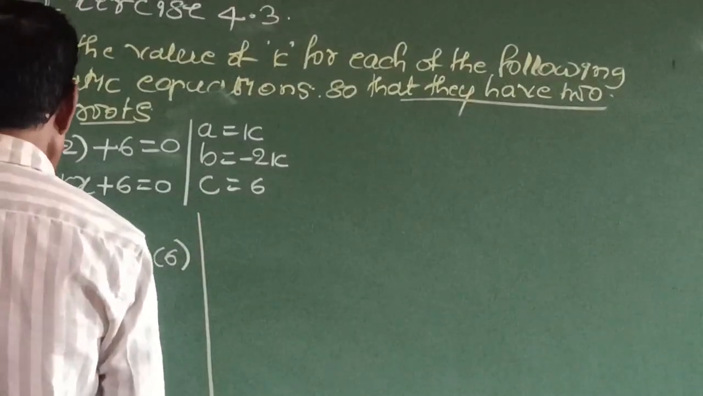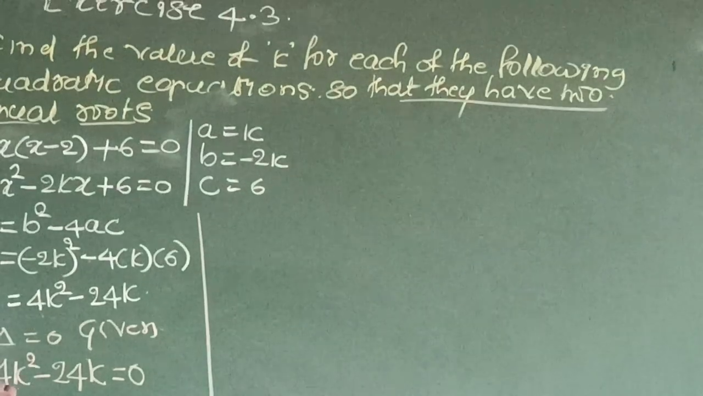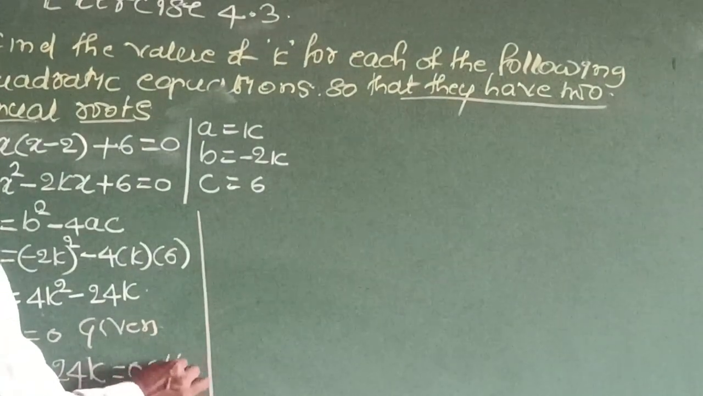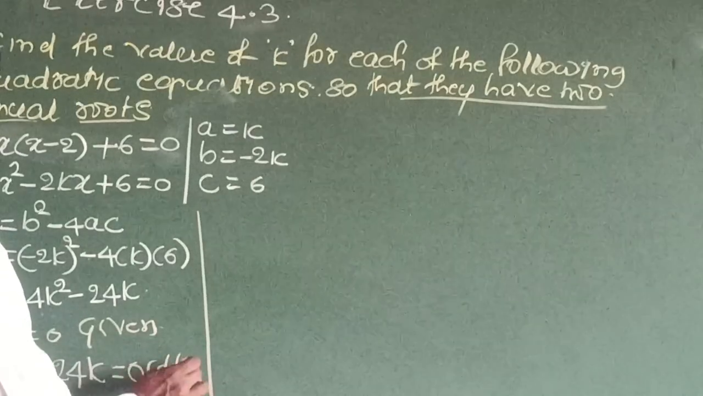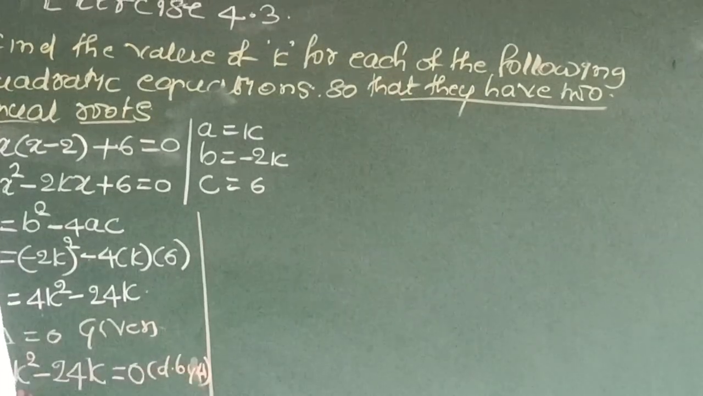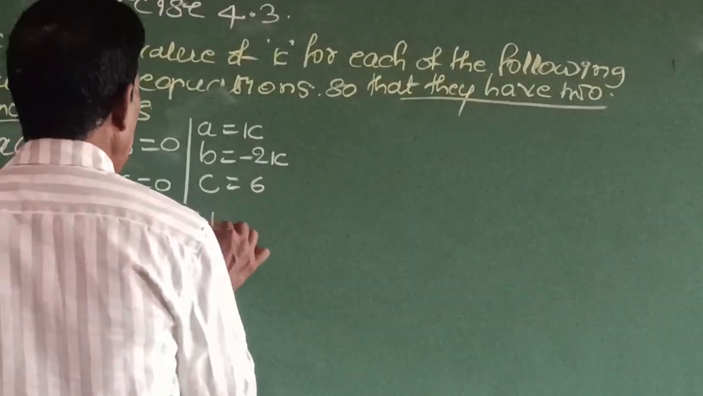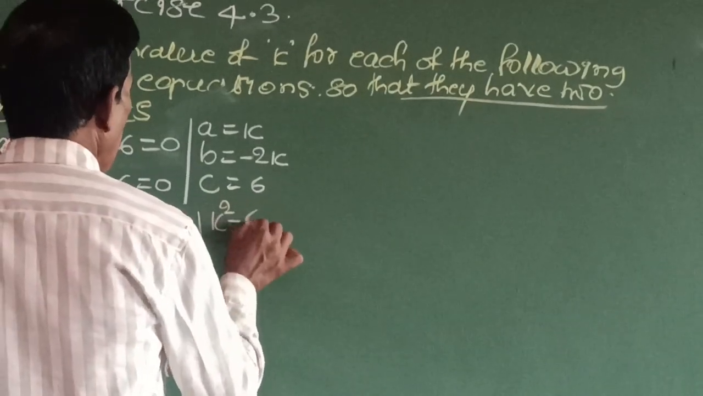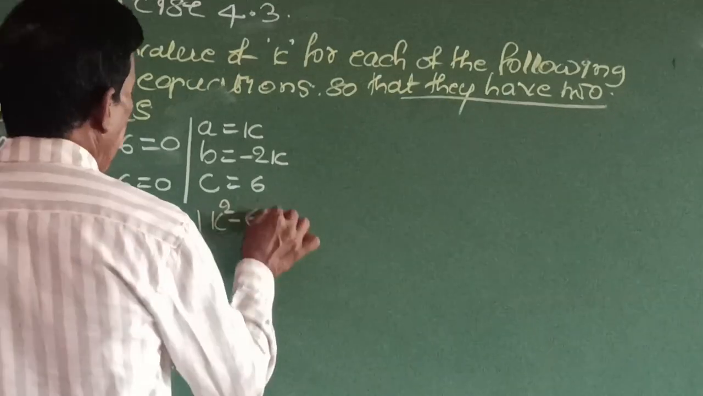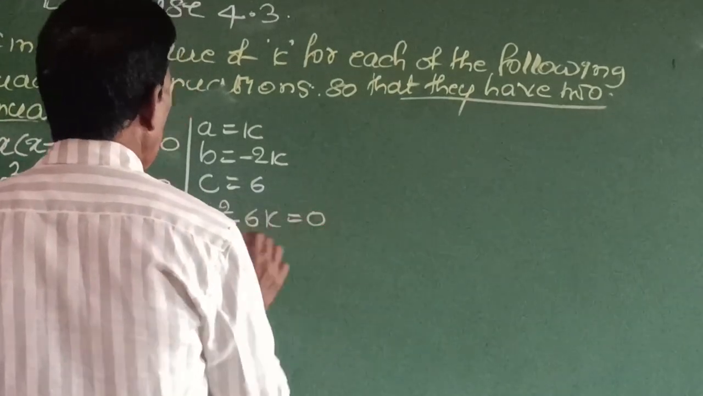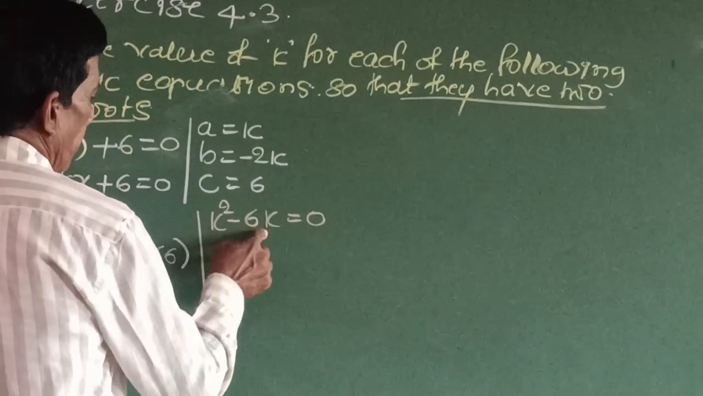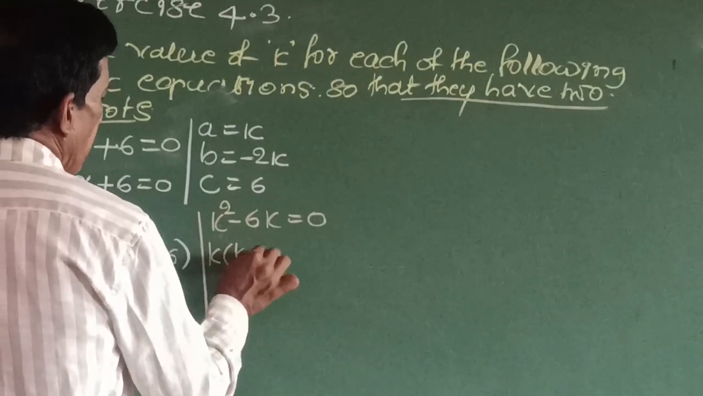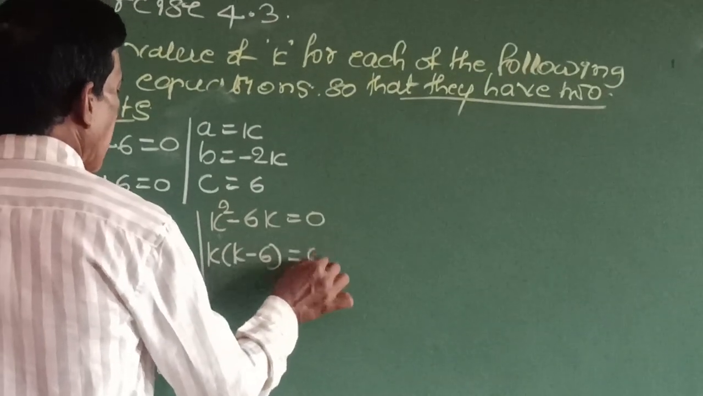Now divide that equation by 4. 4 ones of 4 is 4, remaining k square, and minus 4 6s are 24k equal to 0. K is the common factor of those terms. So taking k out, remaining k minus 6 equal to 0.